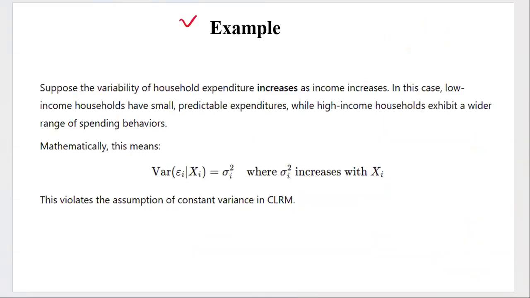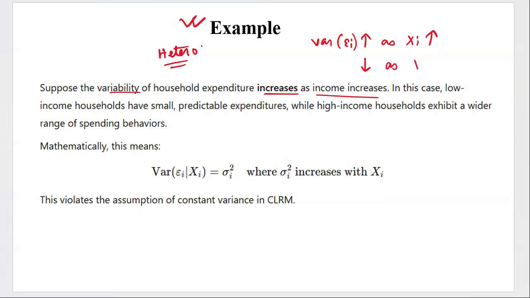Now let us come to heteroscedasticity, hetero. In this case, what happens? Suppose the variability of household expenditure increases as the income increases. So the variance of epsilon i is increasing as xi is increasing. If this is the case, or it is decreasing as xi is decreasing, then we will say it is the case of heteroscedasticity.